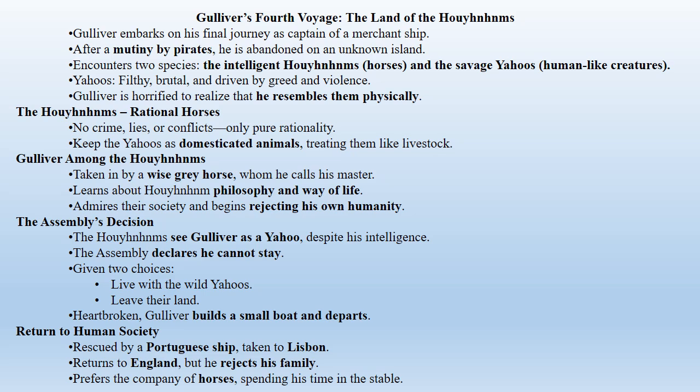There, he is attacked by a group of disgusting, wild, human-like creatures later identified as Yahoos. They throw dirt and excrement at him from the trees. Gulliver is rescued by a Houyhnhnm, a highly intelligent horse, who takes him to his home.